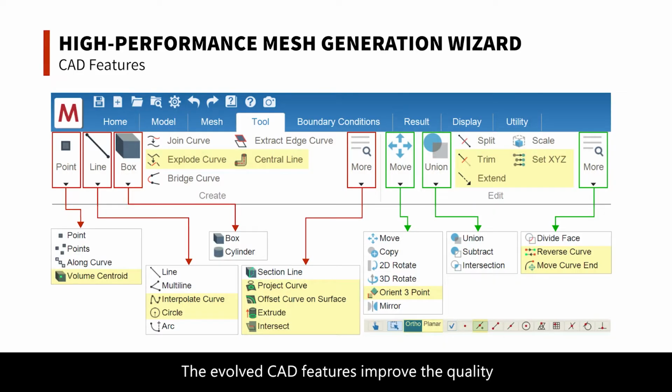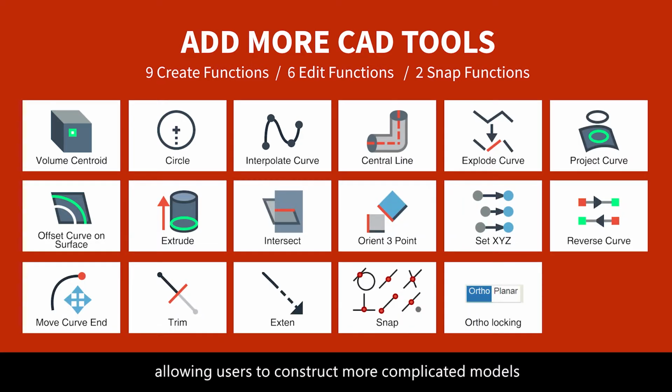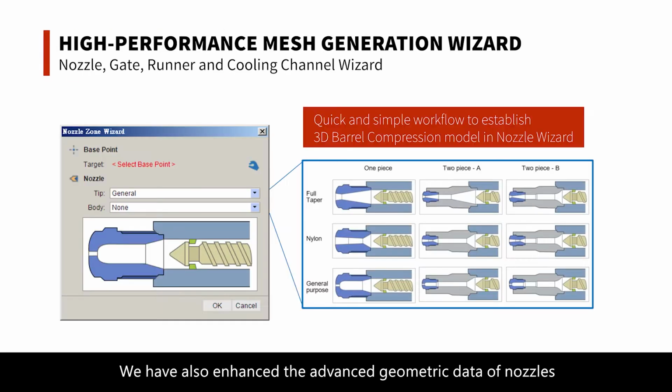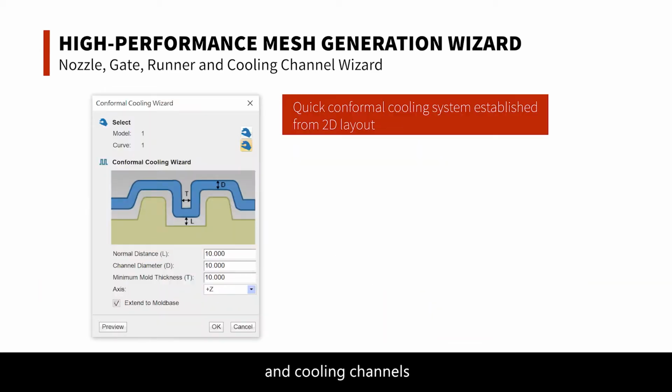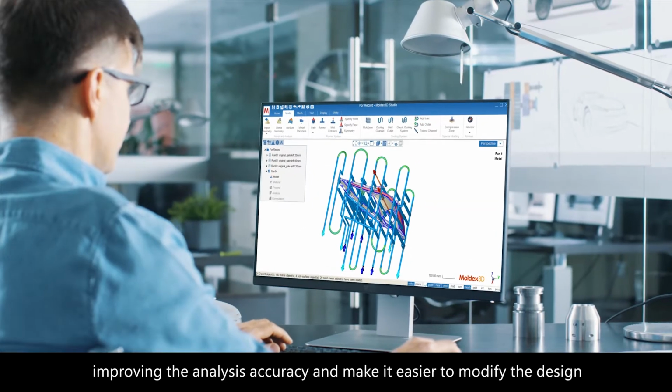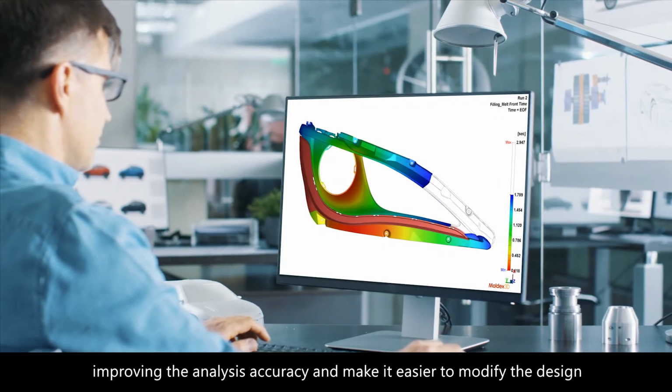The evolved CAD features improve the quality, success rate, and efficiency of mesh generation, allowing users to construct more complicated models. We have also enhanced the advanced geometric data of nozzles, gates, runners, and cooling channels, improving the analysis accuracy and making it easier to modify the design.